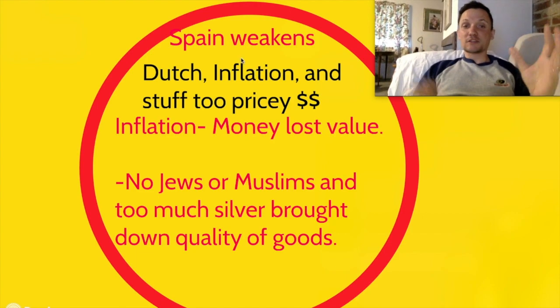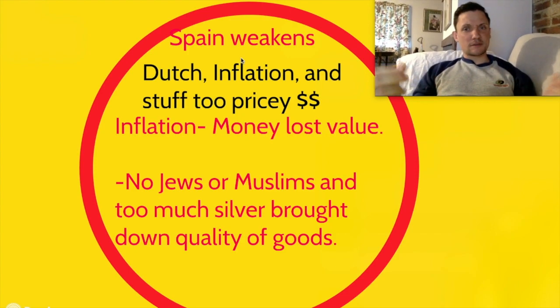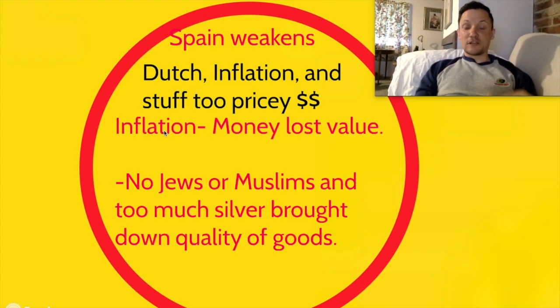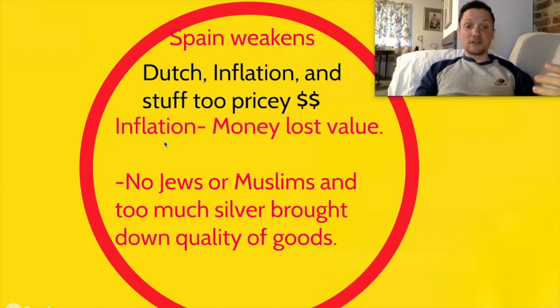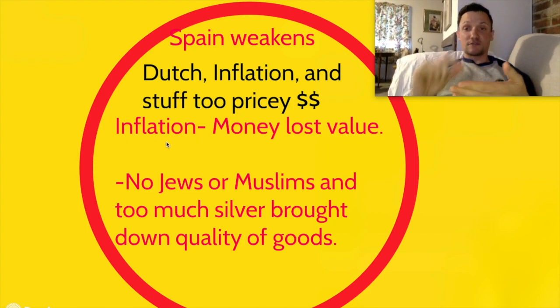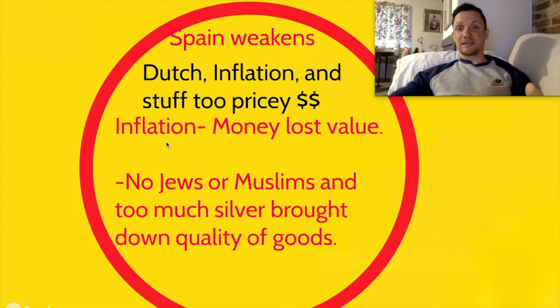So Spain is going to weaken due to a lot of different things, but it's mainly due to the Dutch, due to inflation, and to stuff just being a little bit too expensive, right? So mainly due to the inflation part, though. Inflation is when their money begins to lose value. Now, underneath this right here, write that down: because of too much silver and gold in the economy from colonies in North and South America.